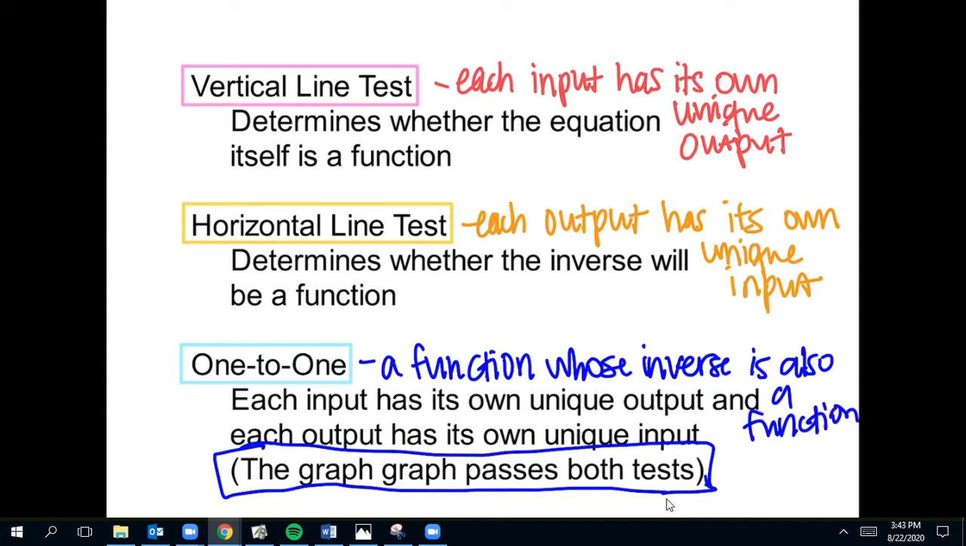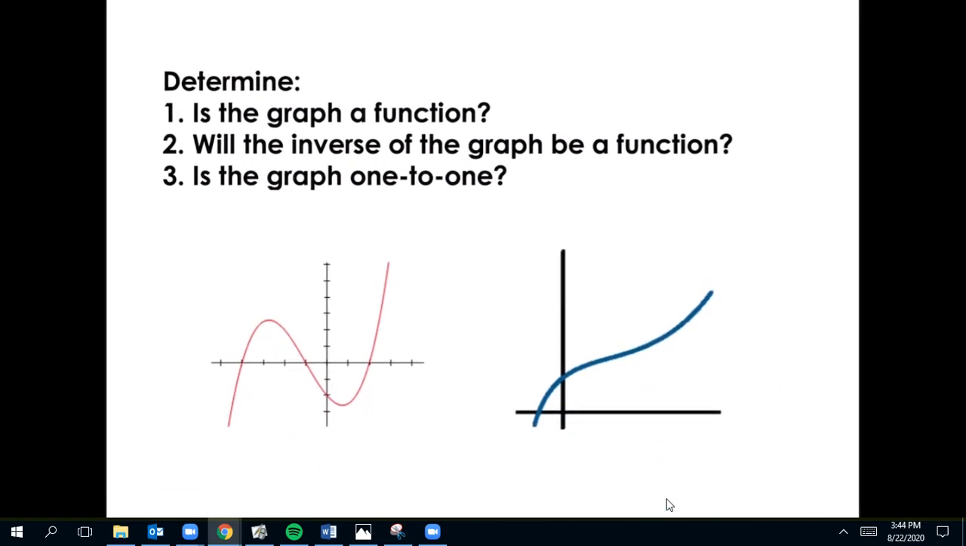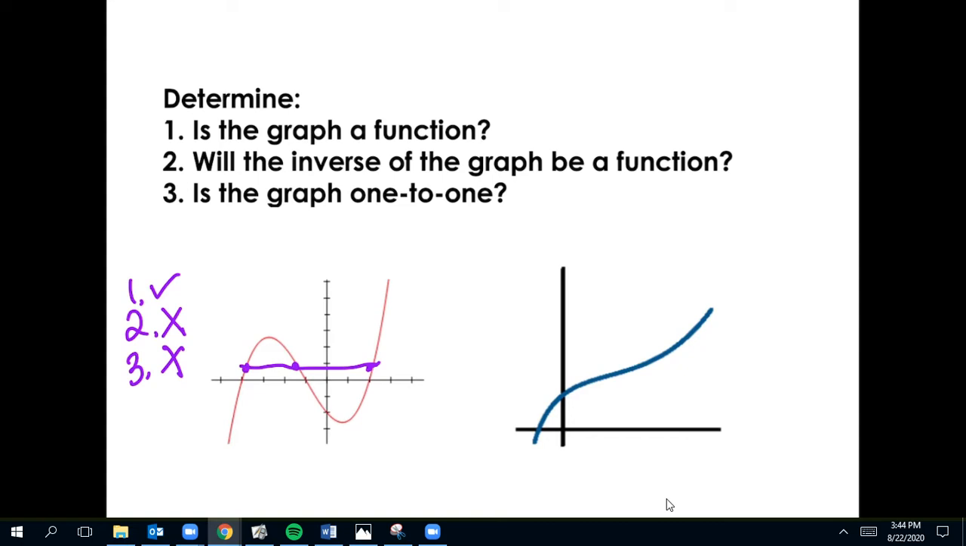Okay, so now we will move on to some pictures. First I just want us to determine if the graph is a function, will the inverse be a function, and then at the end, is that then one-to-one. So first, this first one definitely passes the vertical line test. But if we put a horizontal line, it fails here and here and here and all over that whole area, so no. If there's one check and one X, then it's another X. There's got to be two checks for it to be one-to-one. So that inverse would not be a function there.